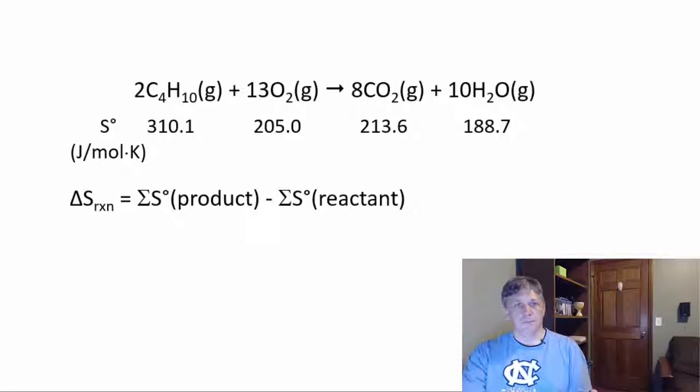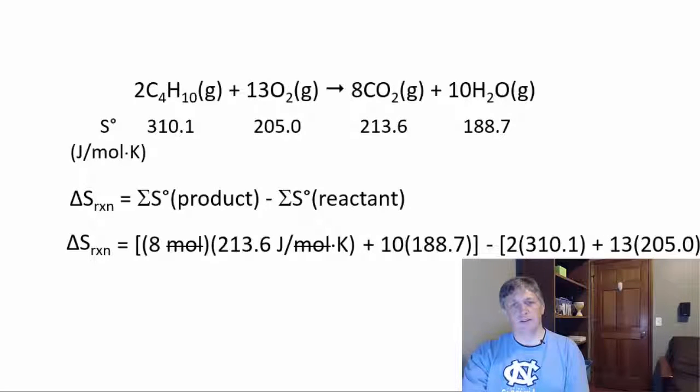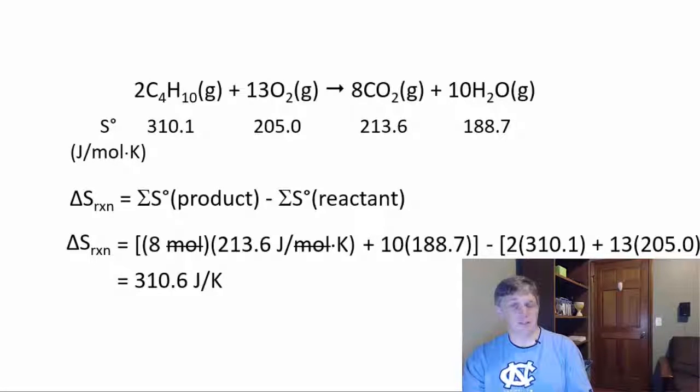All right. So you look at this equation with carbon dioxide, for example, you have 8 moles shown in the equation. So you have to multiply each value by its respective coefficient. Unit-wise, this means the mole unit is going to cancel out, and we're going to get a value in joules per Kelvin. And I'm going to leave the units out just to save some space. But once you subtract the total on the reactant side, you get a net difference of 310.6 joules per Kelvin, which is a positive value, just like we predicted it to be.